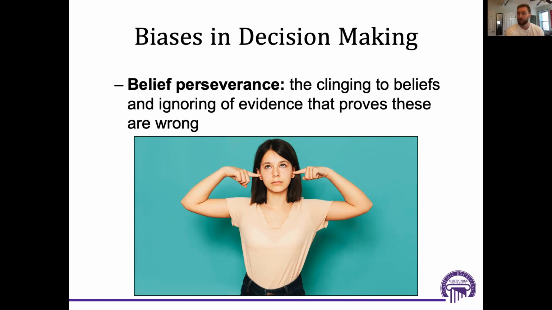Again, you can understand it's related to confirmation bias. With confirmation bias, we're looking for things to confirm our existing worldview. Belief perseverance deals with conflicting information, and whenever we're introduced with that, we try to reject that information.